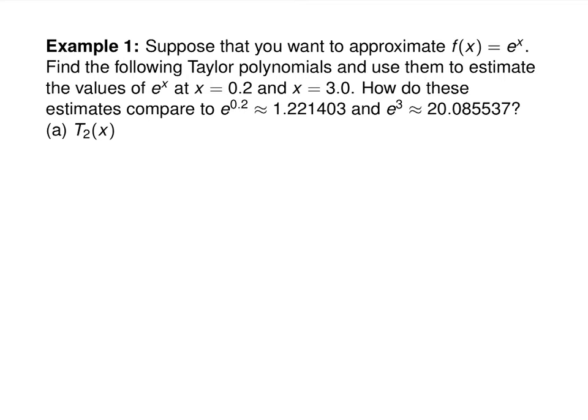Okay, so suppose you want to approximate f of x equals e to the x. Find the Taylor polynomials of e to the x and use them to estimate at x equals 0.2 and 3.0. So one thing that was not stated here is where to center your value, right? No one said. Do you agree? Okay, so let's just assume, and I know that my notes did this, we're going to assume we're centered at 0. Which means we're actually looking at the Maclaurin series, right?